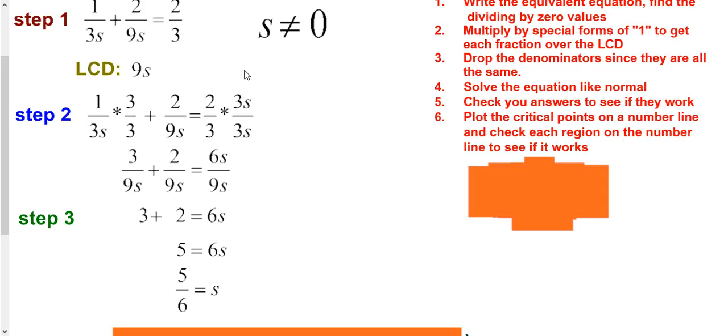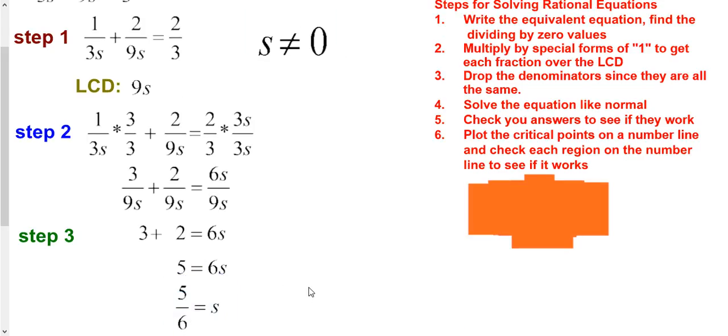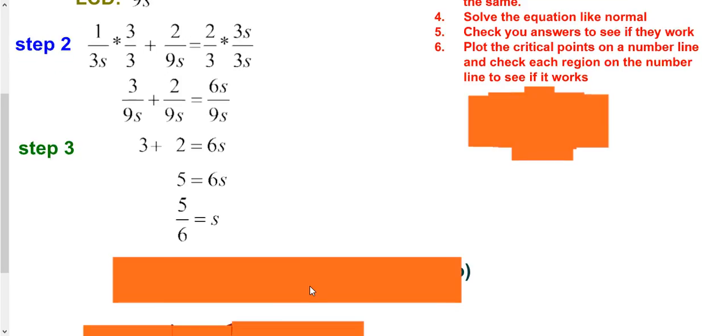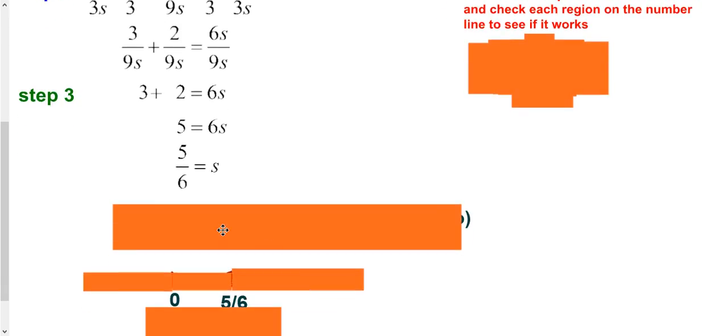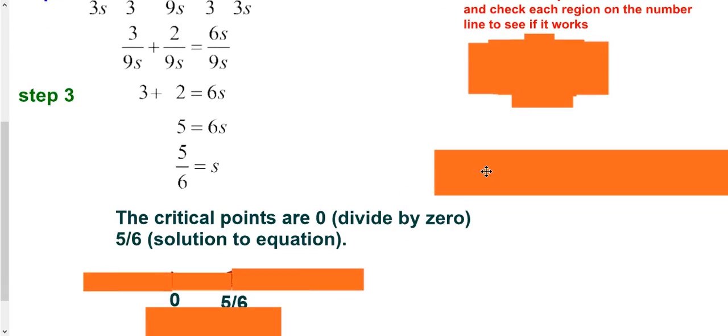So I'm going to take my critical point of 0, because that's what caused the bottom to be 0. I'm going to take my critical point of 5 over 6, because that's what I get when I solve it. And I'm going to put those on my number line. So I have my two critical points of 0 and 5 over 6. I now need to go ahead and try a number in each one of the regions.